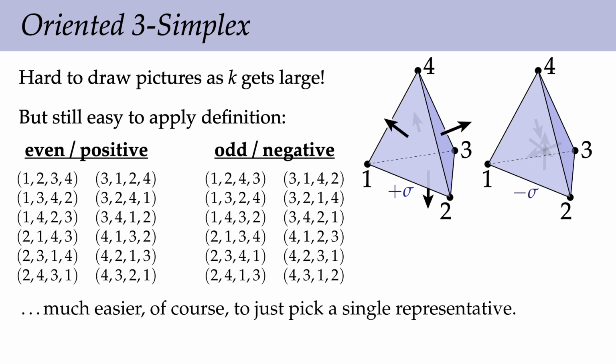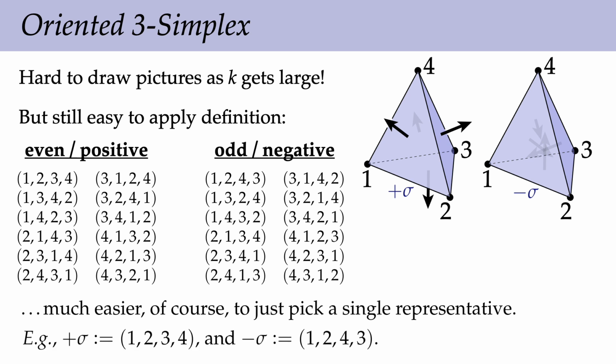It's much easier, of course, if I want to tell you which one I'm talking about, to just pick a single representative. So I could just say plus sigma, that's 1, 2, 3, 4, and minus sigma, that's 1, 2, 4, 3.